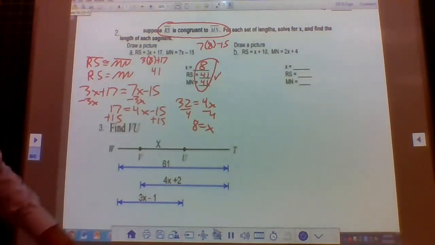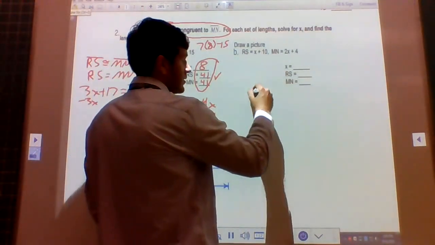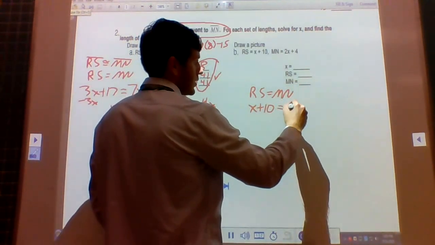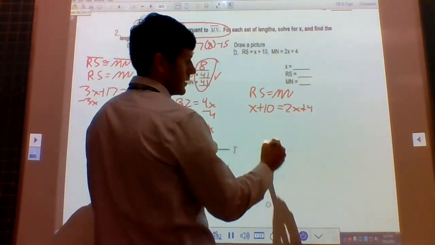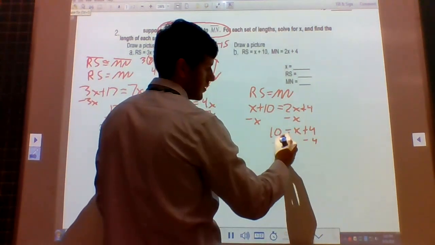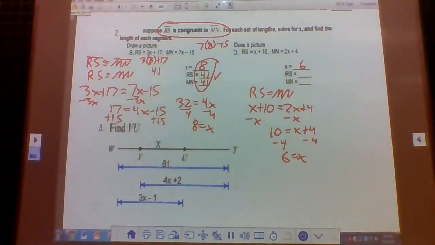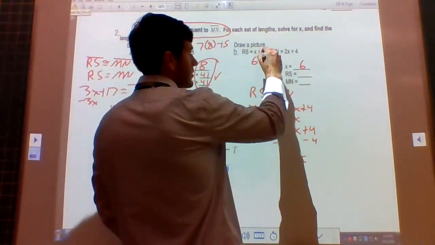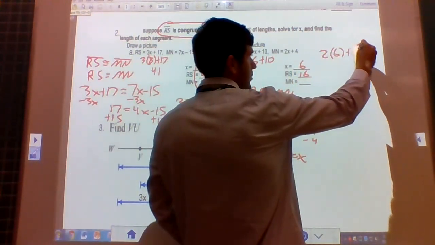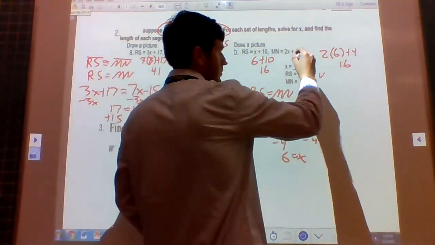Okay, the next one, same thing. It's telling us that segment RS is congruent to segment MN, so RS equals MN. So we know that x plus 10 is going to equal 2x plus 4. Okay, subtract x. 10 equals x plus 4. We subtract 4 on both sides, we get 6 equals x. Okay. 6 plus 10 is 16. 2 times 6 plus 4 better also be 16, and it is. Okay, so again, we know we're right.